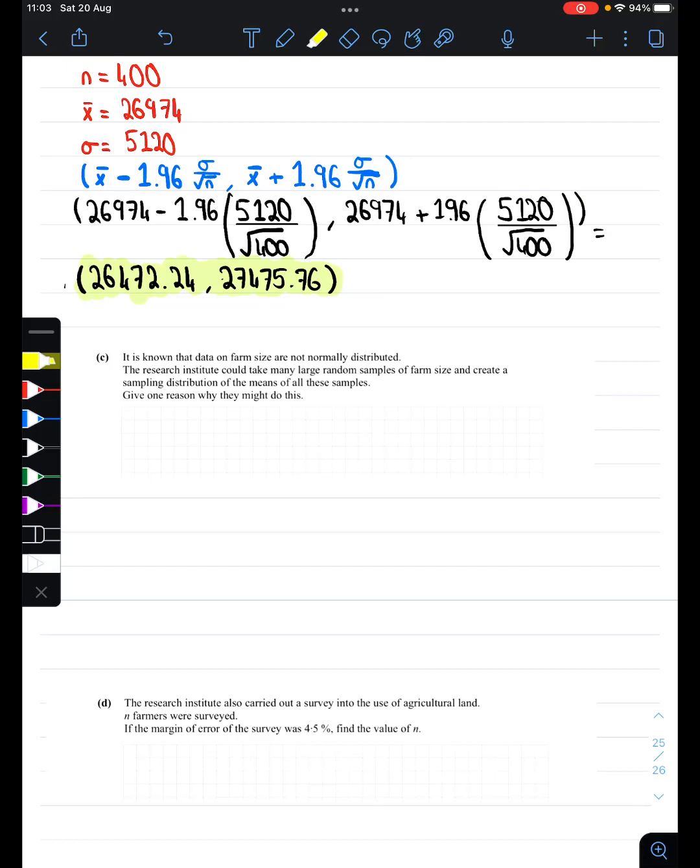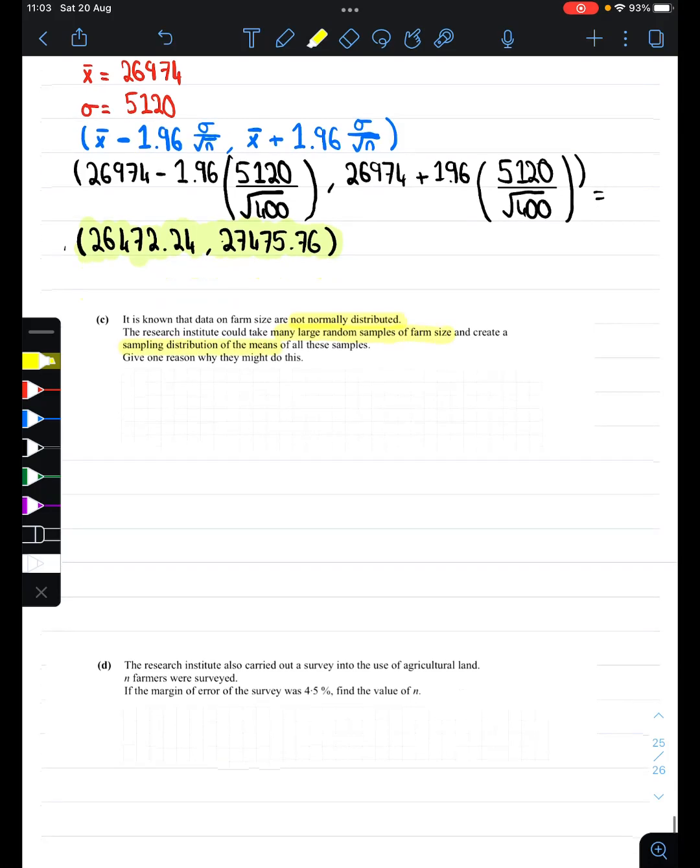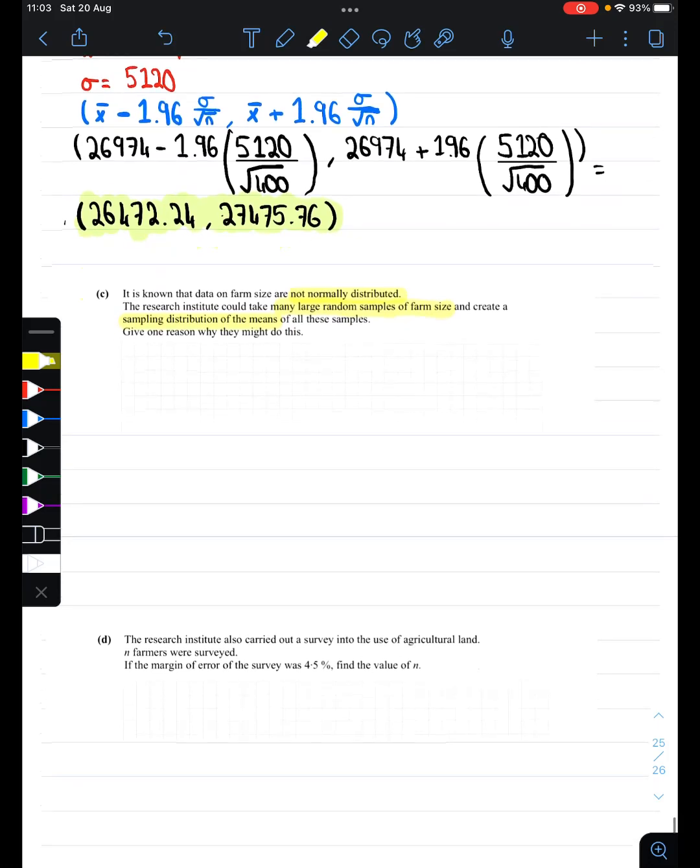It is known that data on farm size are not normally distributed. The Research Institute could take many large random samples of farm size and create a sampling distribution of the means of all these samples. Give one reason why they might do this. Okay, so sort of the trick here is whenever you have a non-normal distribution, you should immediately think of the central limit theorem.